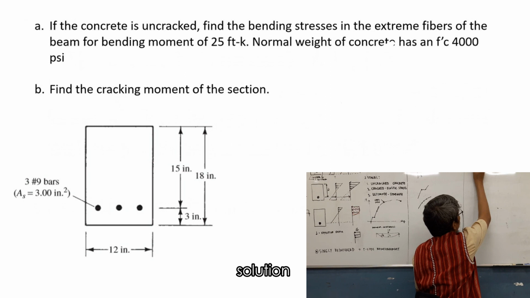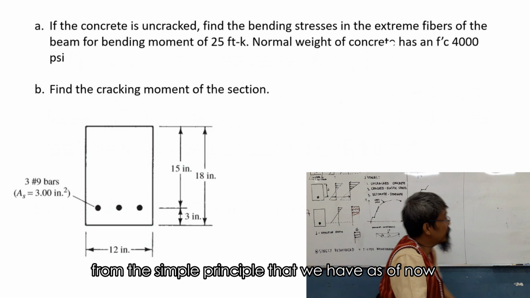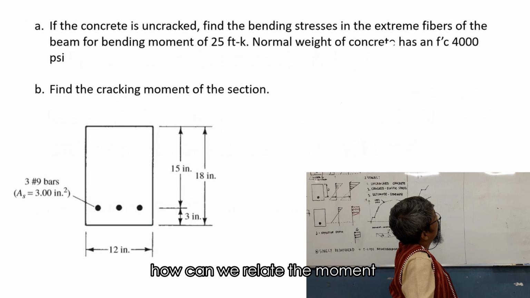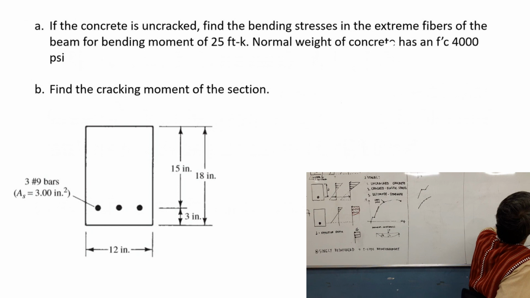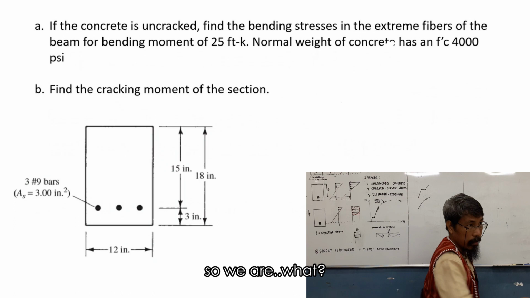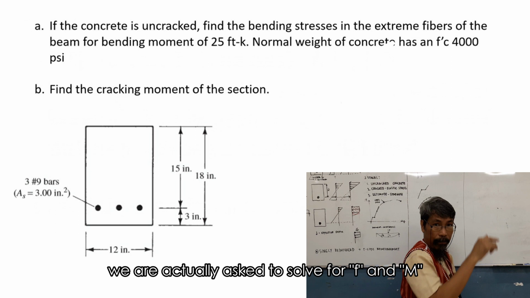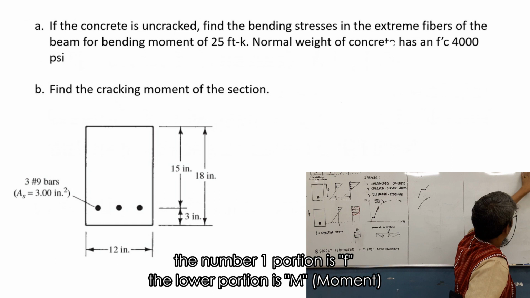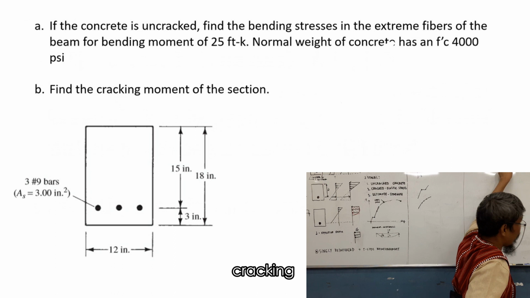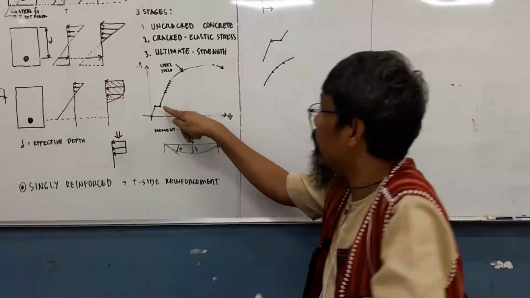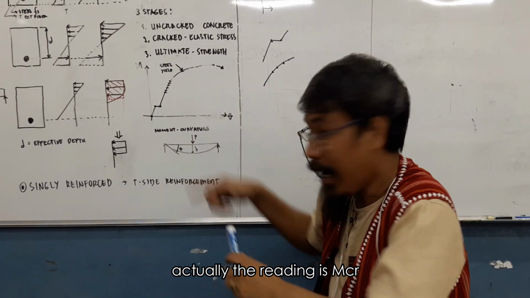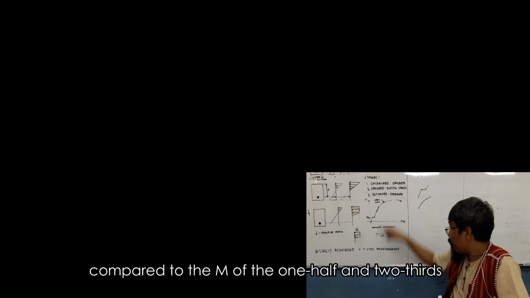From the simple principle that we had, how can we relate the moment of the section to the bending stress? So we actually have to solve for F, M, and M. The upper part is F, the lower part is M. Moment. Cracking. Yes, MCR. You notice MCR is not a variable. This is a constant value for every type of beam. MCR is a very small value compared to the M of the one-half and two-thirds. That's how it is done.